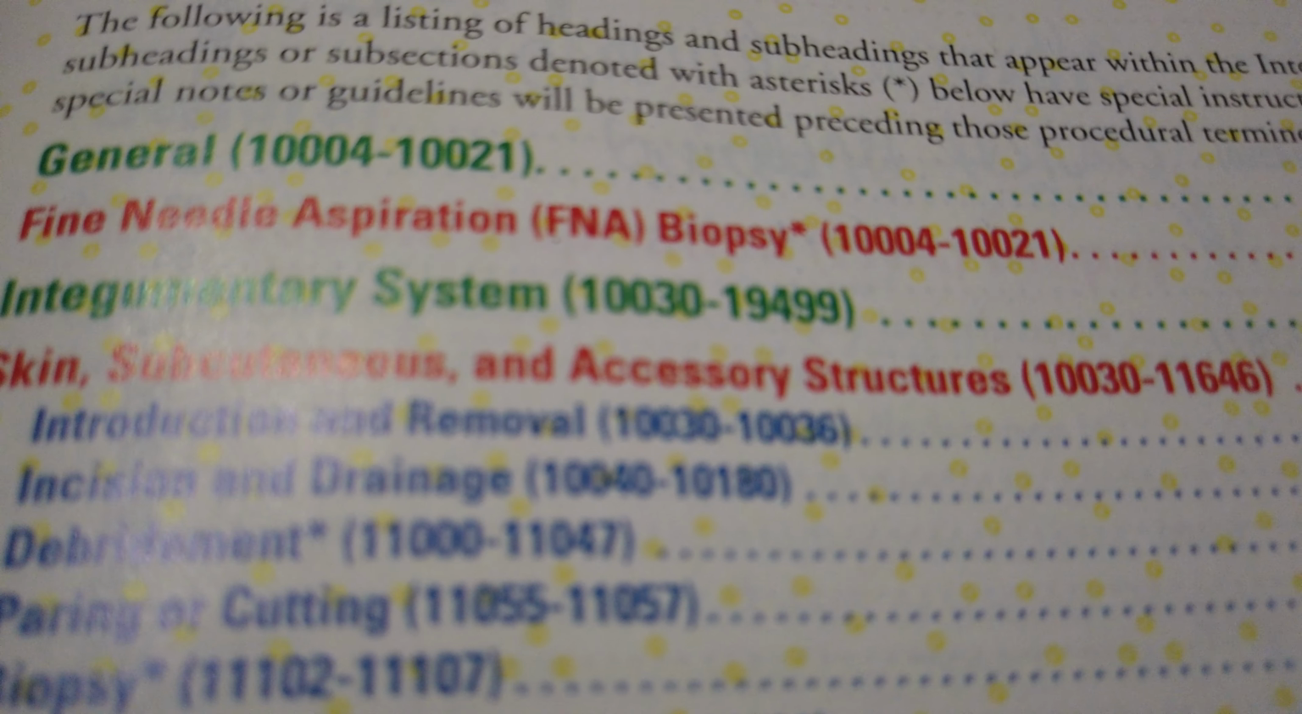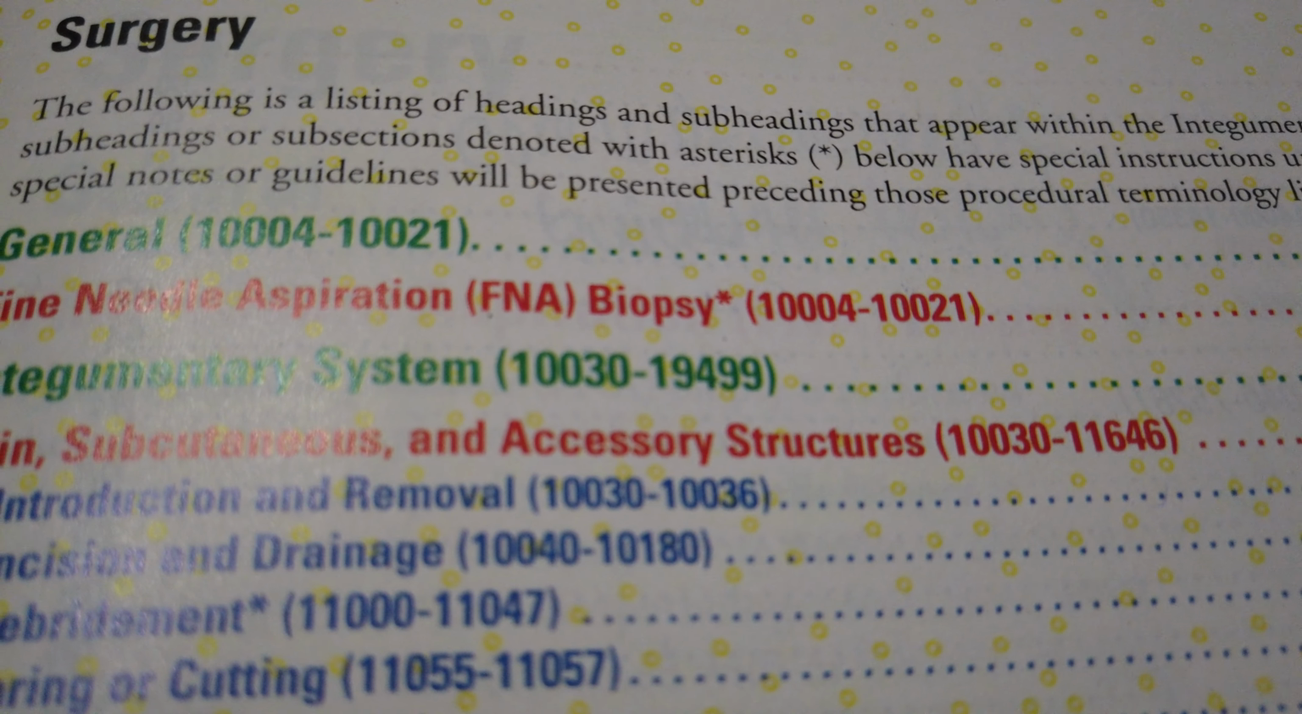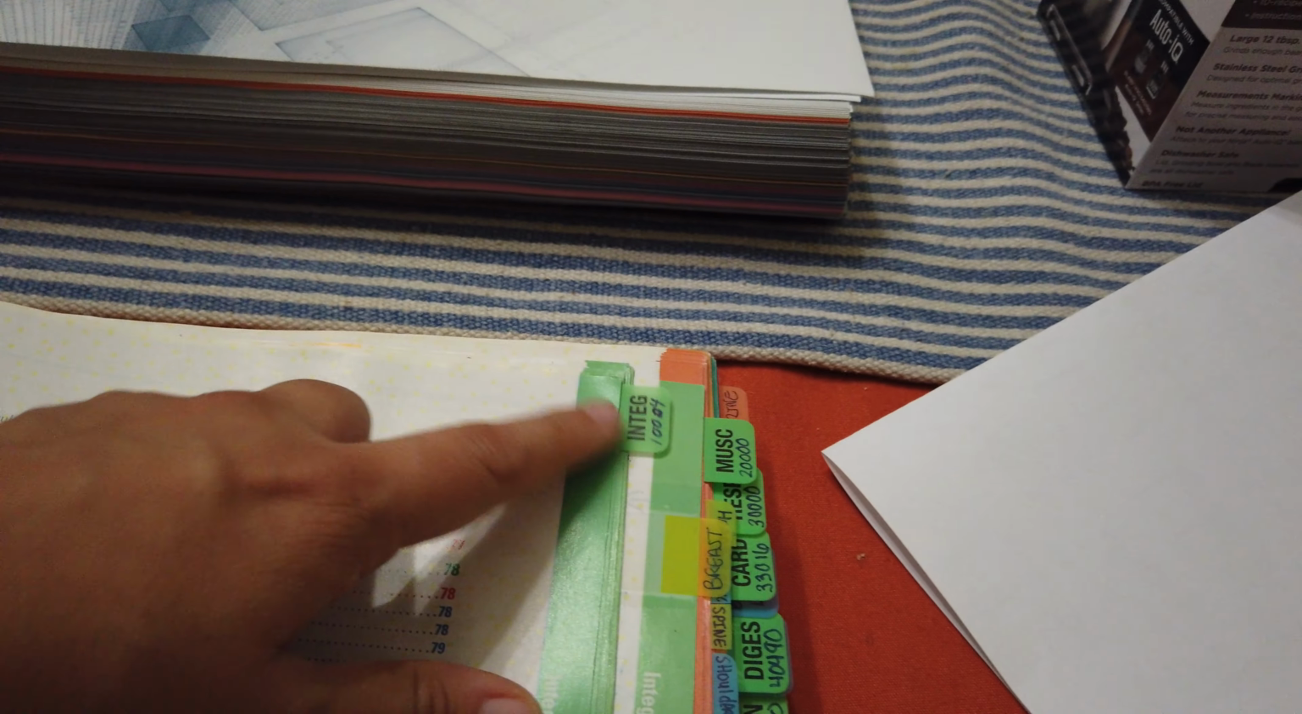So it ranges from 10030 through 19499, and I'm getting it from here. That's what's going to go here in your tab. You can use integumentary but still put your codes if you like, or don't use these and just put your numbers.